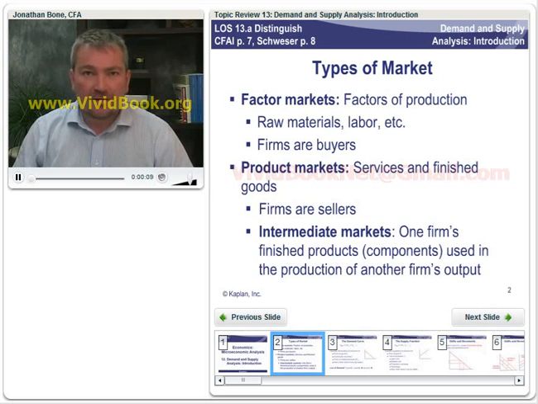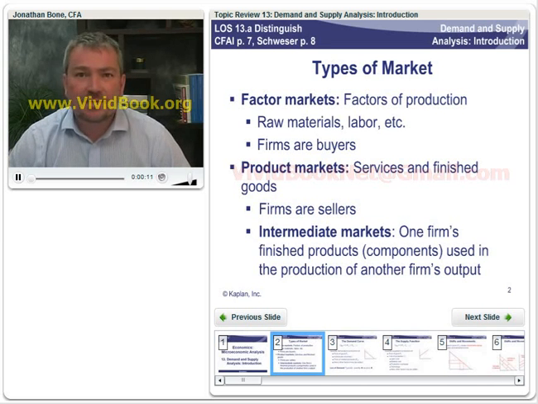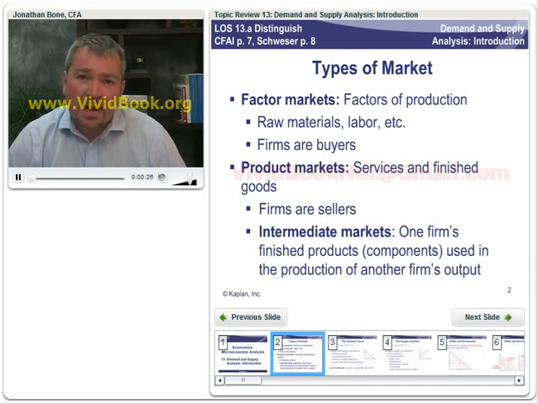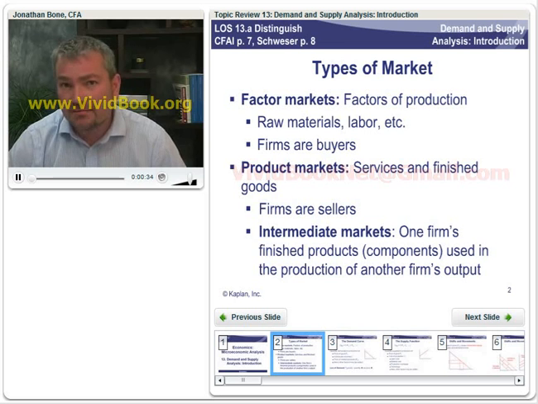Okay, our first LOS is to distinguish between types of market. And we're asked to distinguish between factor markets and product markets. Put simply, factor markets are markets for the factors of production, the inputs into the production process, so labour, capital, materials, and therefore the end users here are firms that manufacture products. Product markets are markets for services and finished goods themselves, so here the firms are the seller.